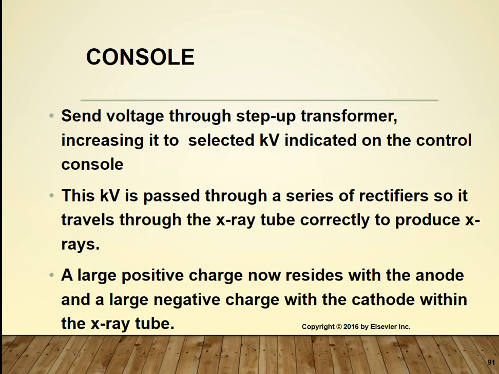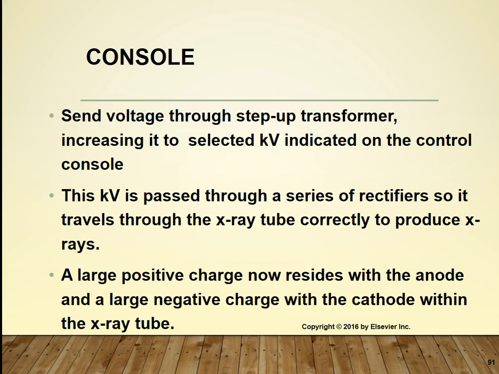Okay? So, in the secondary circuit, at the console, you press the exposure. You've already sent a voltage through the step-up transformer. It has increased the kV. Now it's passed through a series of rectifiers, so it travels to the tube correctly to produce an X-ray. Now there is a large positive charge that resides within the anode and a large negative charge on the cathode, which is where it's supposed to be.